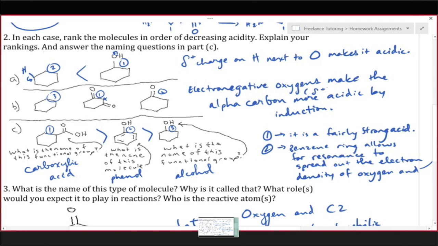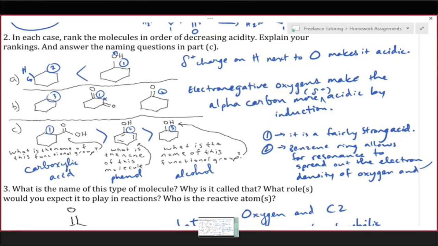So you might have split this up into two steps. The electronegative oxygens make the alpha carbons more delta positive by induction, and positive charges make things more acidic. Okay, but I think that's what you were thinking. So that was a good explanation. Now notice again, you analyzed these by asking what they would look like before they lost their protons. Now this explanation is correct.